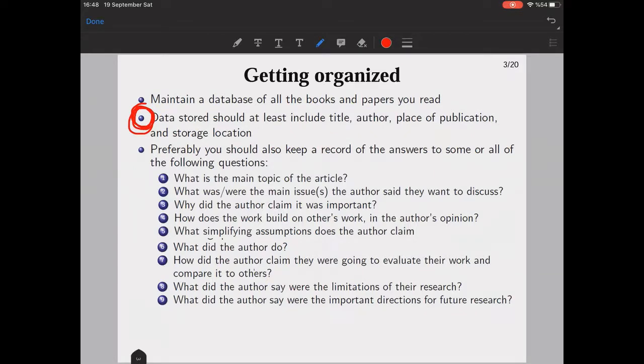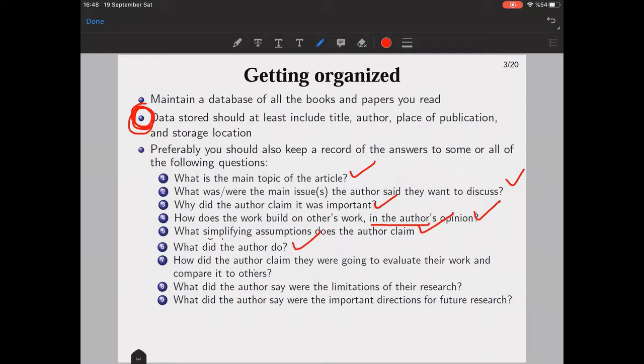What are those main questions? Take a note of all of them, maybe one or two pages for each paper, like a short summary. What is the main topic of the article? What was the main issue the authors want to discuss, so that you can remember it quickly later? Why did the author claim it was important? How does the work build on others' work in the author's opinion? What are the simplifying assumptions the author claims?